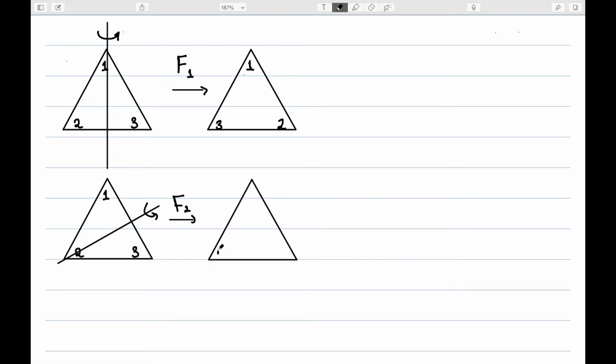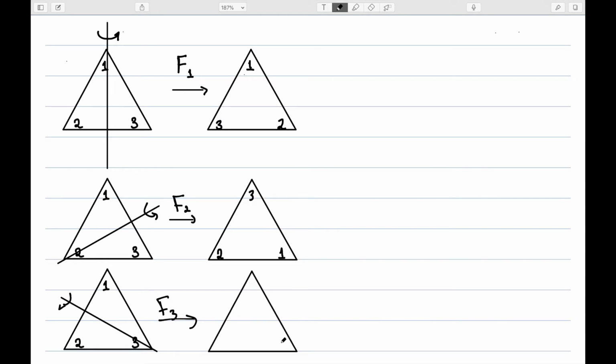When we do, my second vertex stays the same and the first and third flip. And then for the triangle, we have one more. We can flip through this line right here. We'll call this one F3. When we do, my 3 vertex stays where it is and the 1 and 2 flip. So if I consider my 3 rotations along with my 3 flips, I have all of the symmetries of the triangle. And this is called the dihedral group on the triangle.